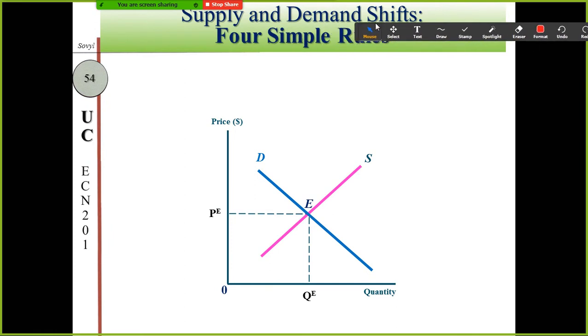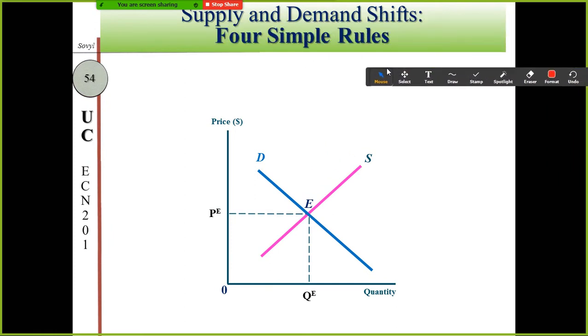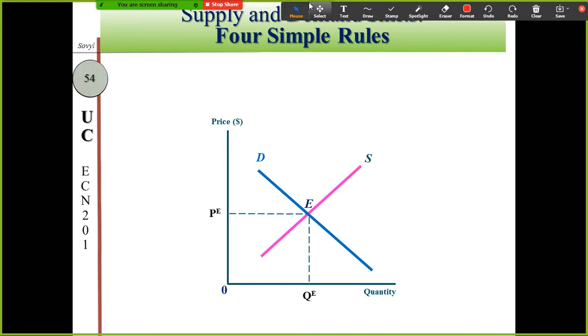Supply and demand shifts: movement of supply and movement of demand. There are 4 simple rules. You need to understand these 4 simple rules, and I will present them to you one by one.